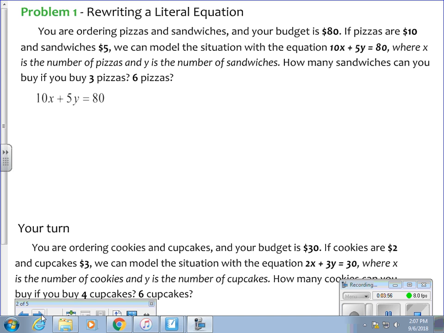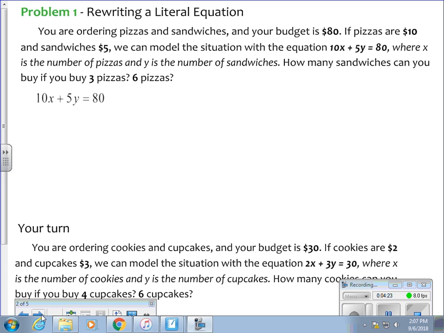Here is what you can do. There are 2 ways to do this problem. 1, you can plug in 3 for x and then solve for y, and then do it again with 6, or you can rearrange the equation. When you have to do things more than once, you can rearrange the equation, and that is the point of today anyways, is to rearrange the equation.